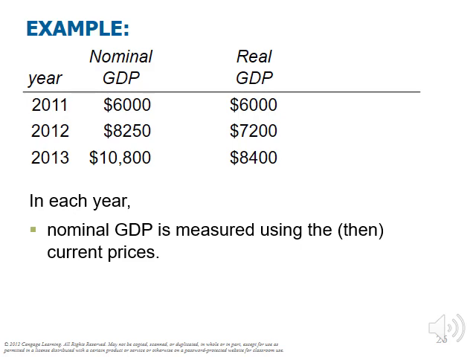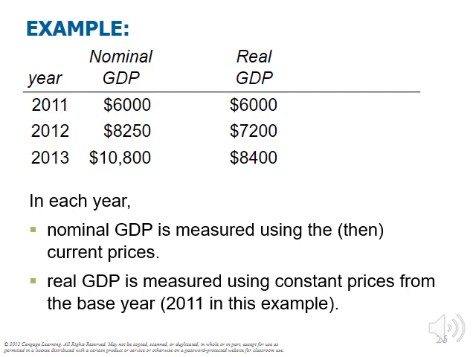In each year, nominal GDP was measured using the current market prices at the time. Real GDP, again, was measured using constant market prices from some chosen base year.